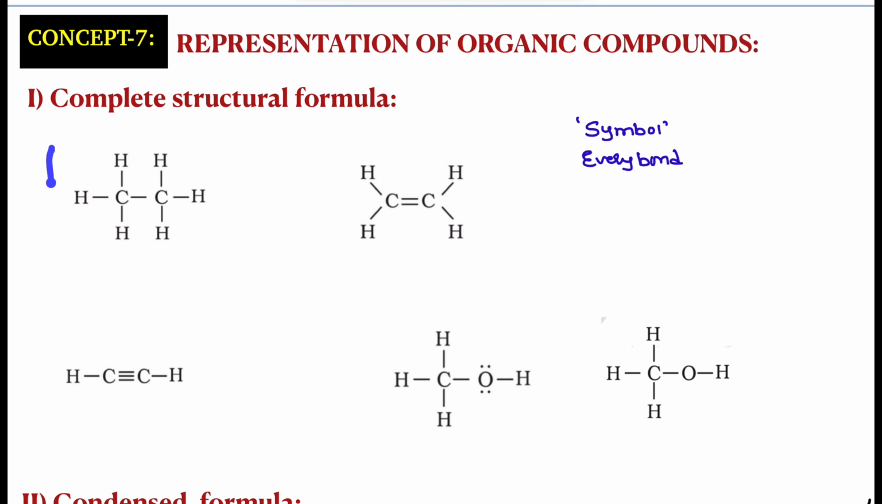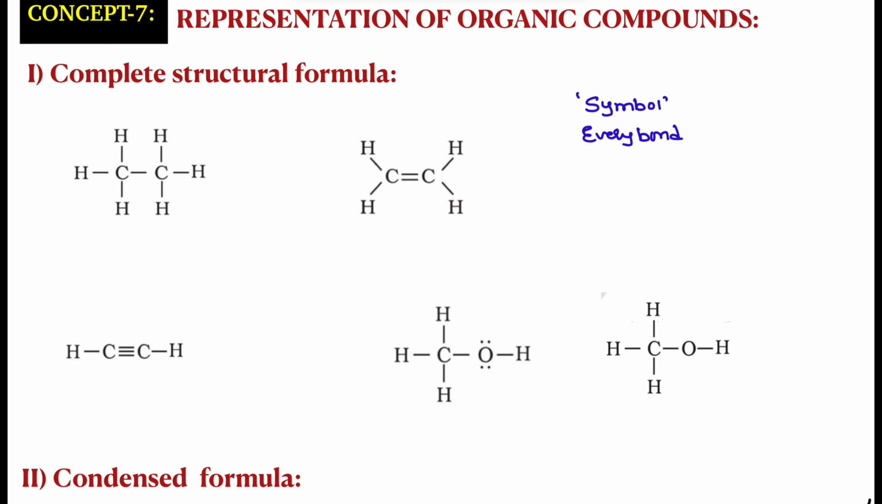For example, you can see this is ethane molecule, and this complete structural formula says between two carbon atoms there is a single bond, and here totally 6 hydrogen atoms are present, each carbon with 3 hydrogens. And ethene, so here every element symbol is indicated, every bond is also represented. So that is a complete structural formula.